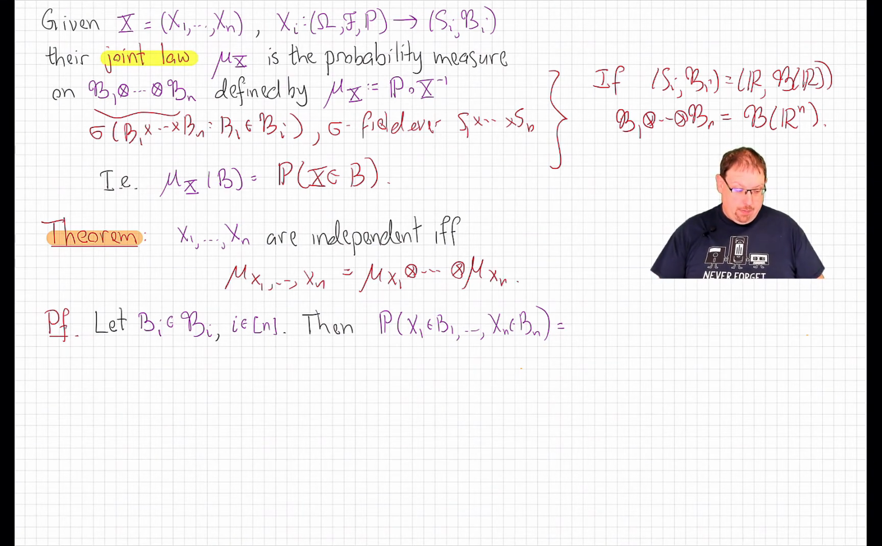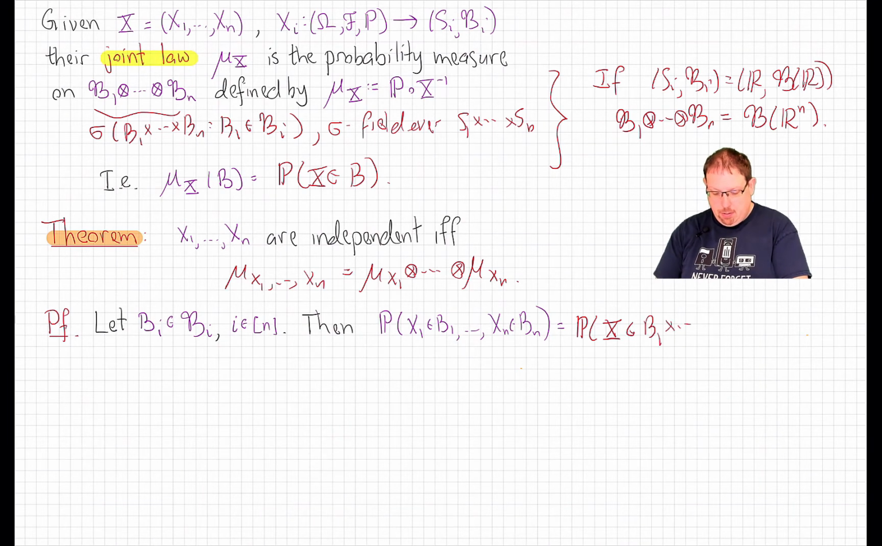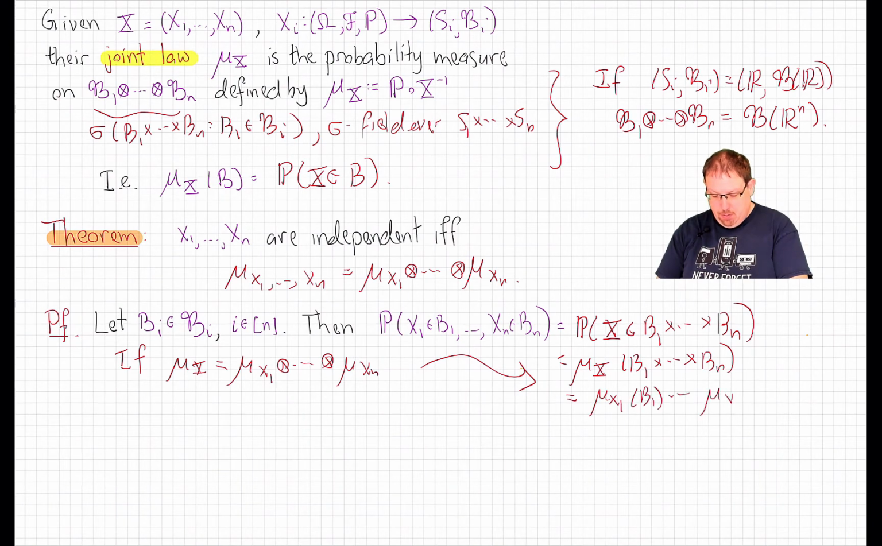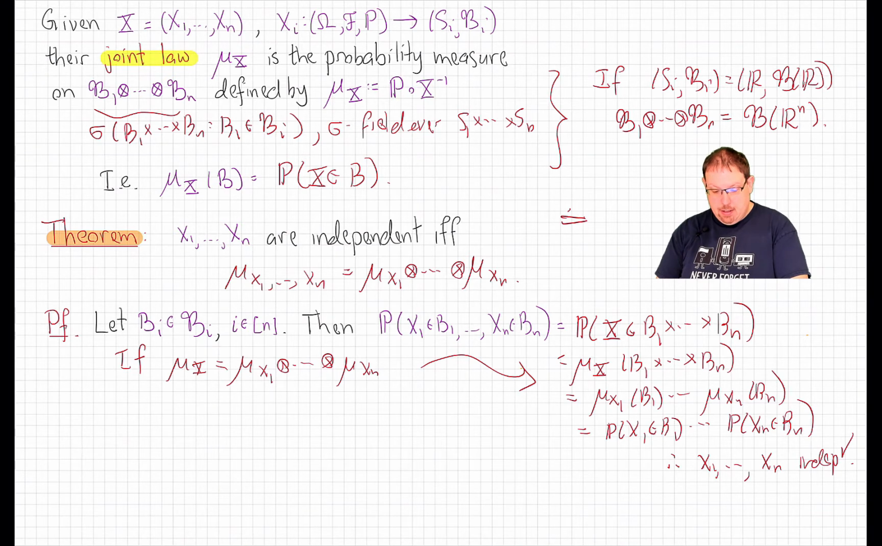This follows very quickly from the definition. Let's take any collection of events Bi in the range sigma field script Si and look at the probability that X1 is in B1, X2 is in B2, up to Xn is in Bn. Well, that's the same thing as asking for this vector of those random variables to be in the product of B1 through Bn, which is by definition the law of X at the event B1 times ... Bn. Thus, if the joint law is the product measure, then by the rectangular property of product measure, this will equal mu_X1 of B1 times ... mu_Xn of Bn, which by definition is the probability that X1 is in B1 up to the probability that Xn is in Bn. And so that tells us that X1 through Xn are independent. So that gives us the reverse direction here.